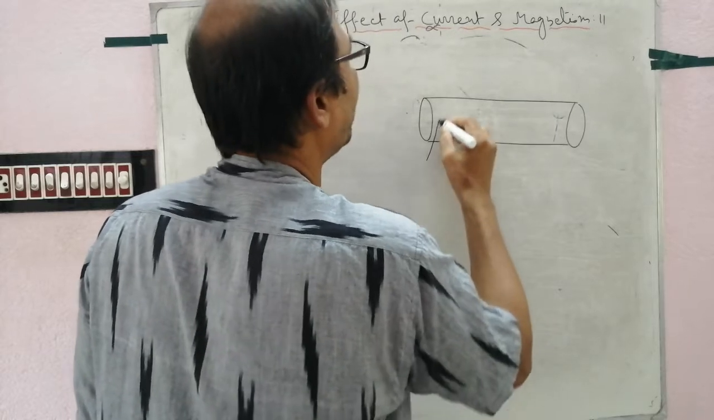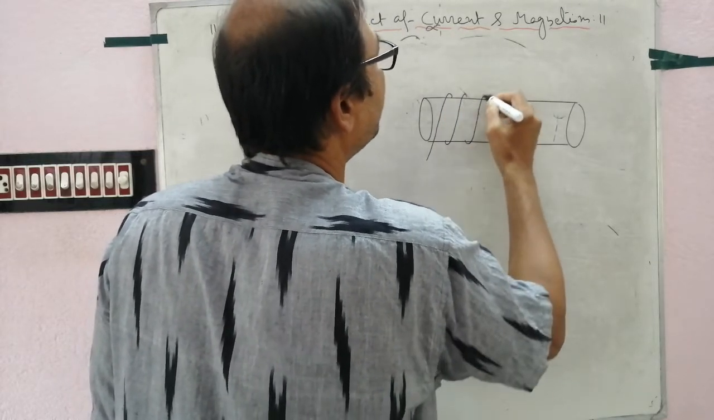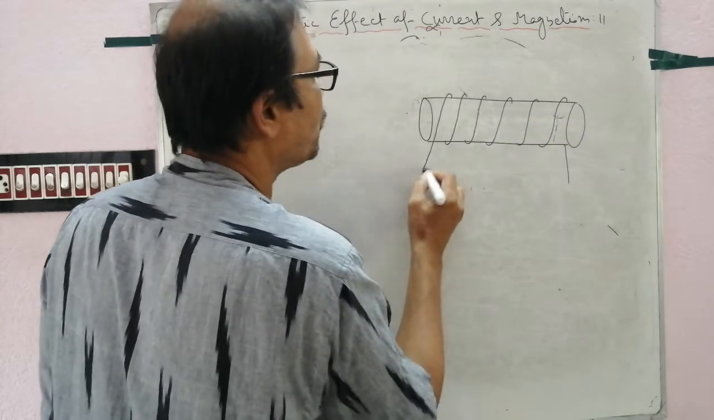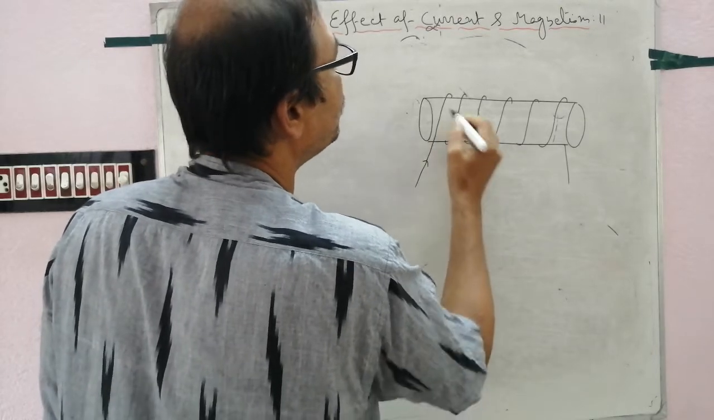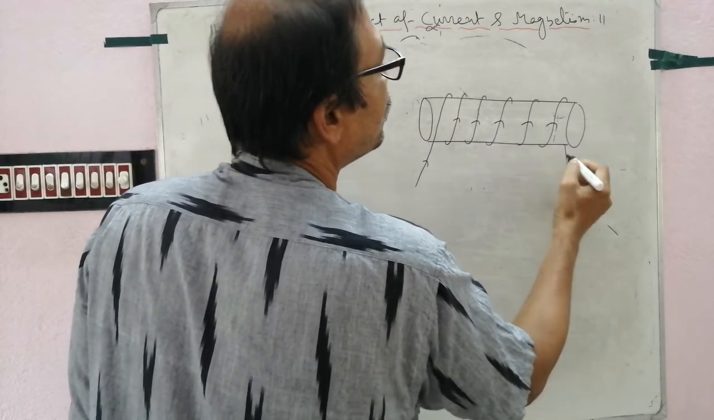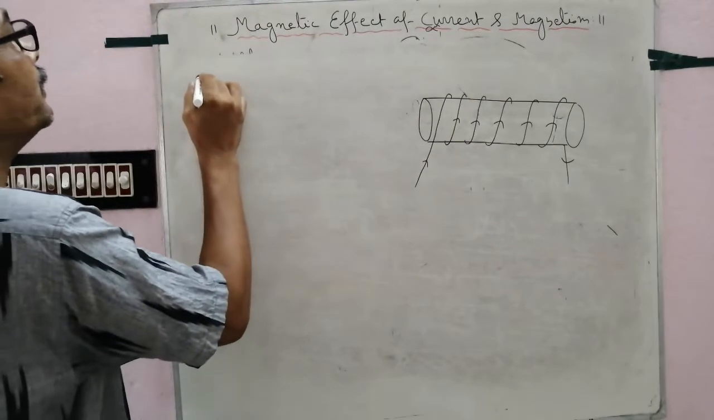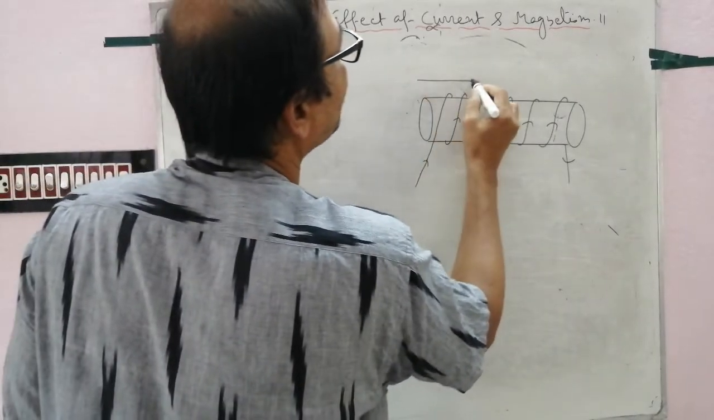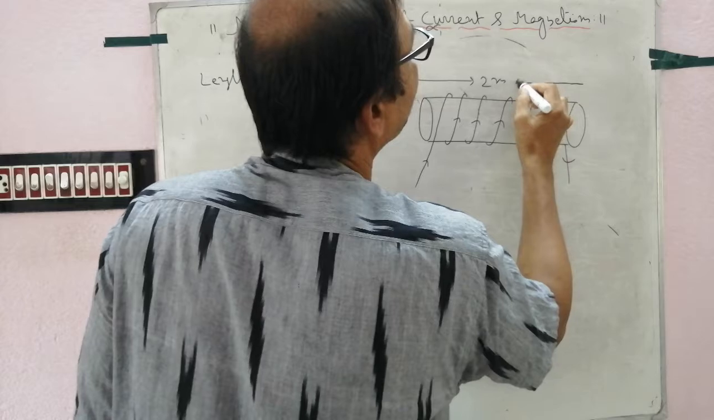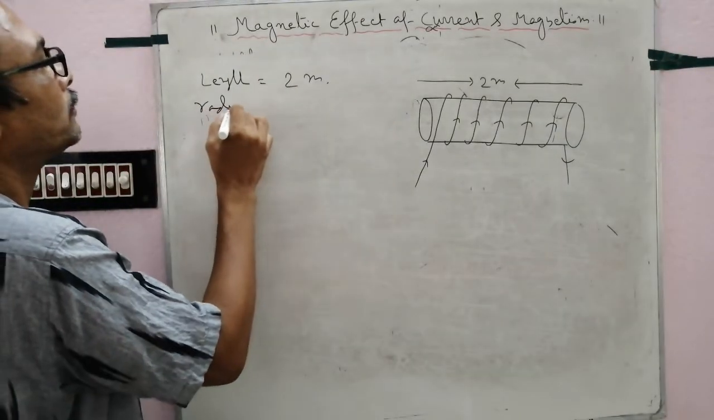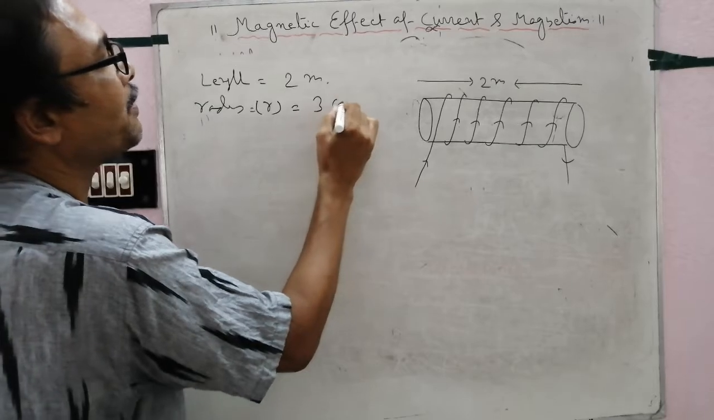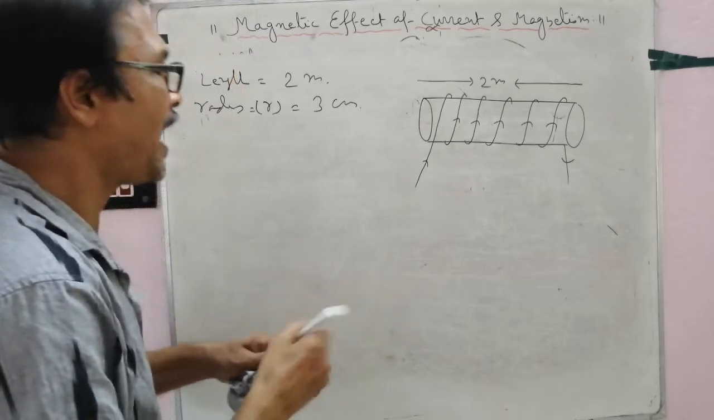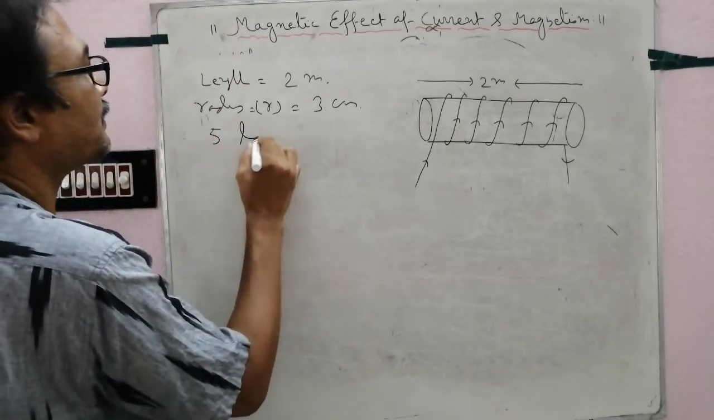Suppose this is a solenoid. One problem related to the solenoid. This is a solenoid. The length of the solenoid is 2 meter. The radius R equals 3 cm. Suppose the solenoid has 5 layers. There are 5 layers.